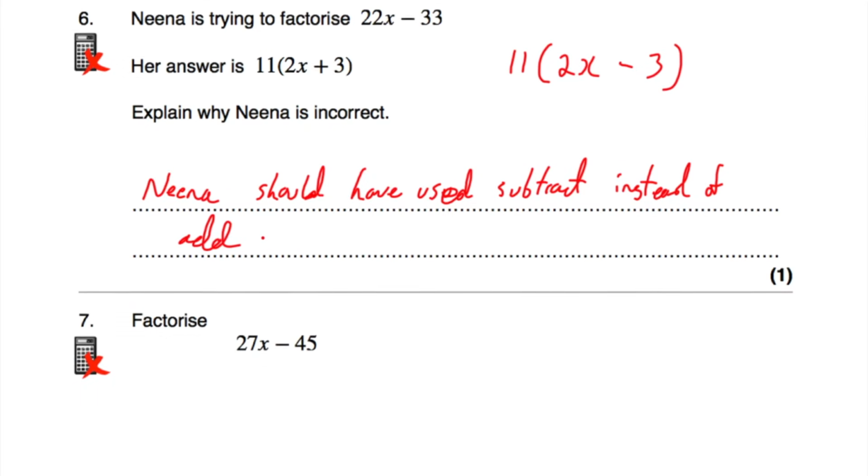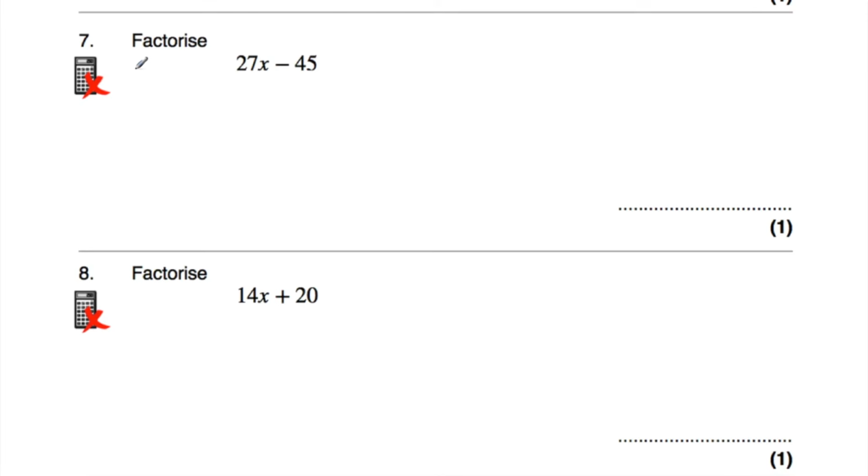Okay, let's have a look at question number 7. So question number 7 says factorise 27x subtract 45. So 27x and 45 are both divisible by 9. So let's take 9 outside of our brackets and then open up our brackets. And 27x divided by 9 would be 3x, because 27 divided by 9 is 3, and then we've got our x. And then we've got our subtract sign, and then 45 divided by 9 would be 5. So if we were asked to factorise 27x subtract 45, the answer would be 9, open brackets, 3x, minus 5, close brackets. And that's it.